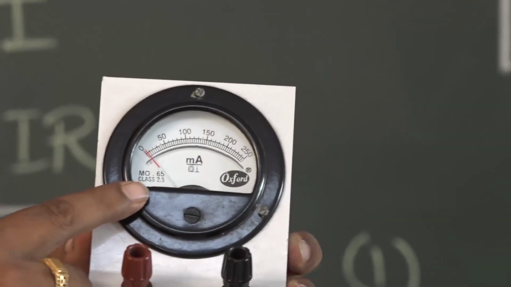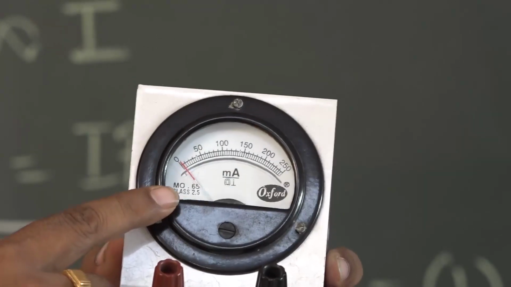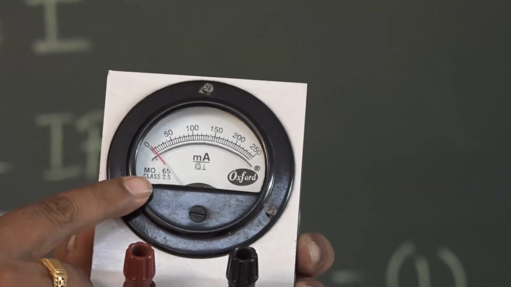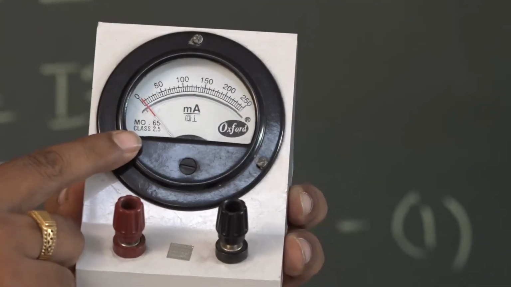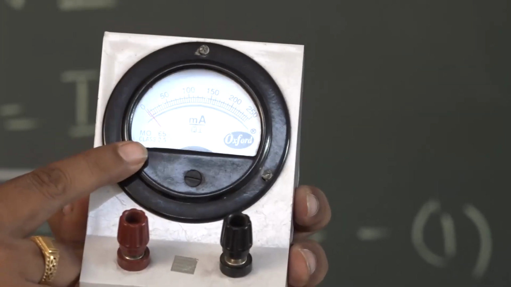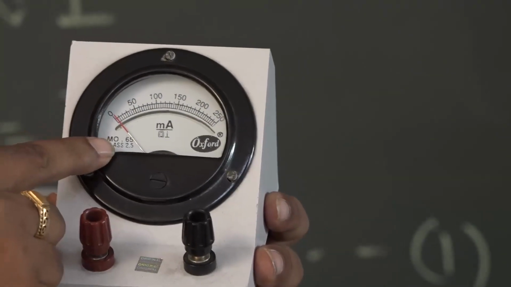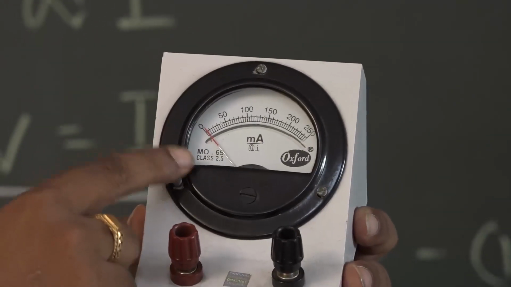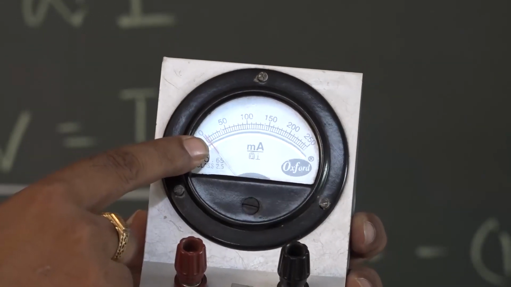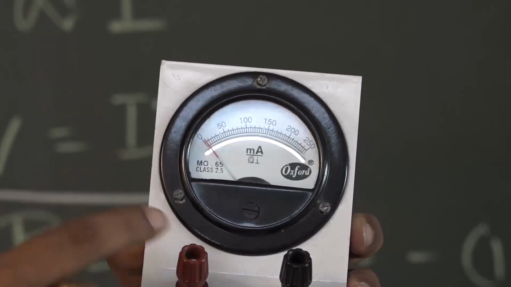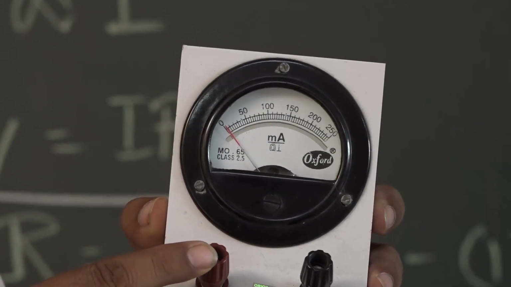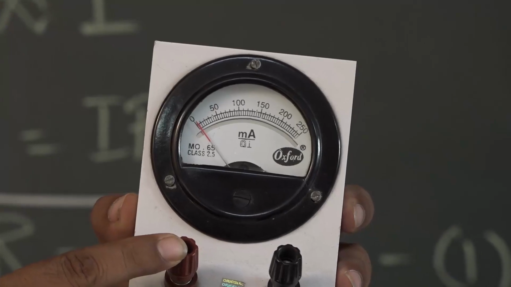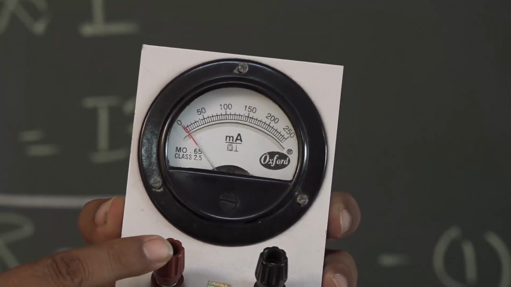Here also we are using a milliammeter. Here also the current that will be flowing through the circuit is in the order of milliampere, so we are using a milliammeter. Here the range of the milliammeter is 0 to 250 milliampere. If you notice the scale properly, it is 0 to 250 milliampere, that is shown.